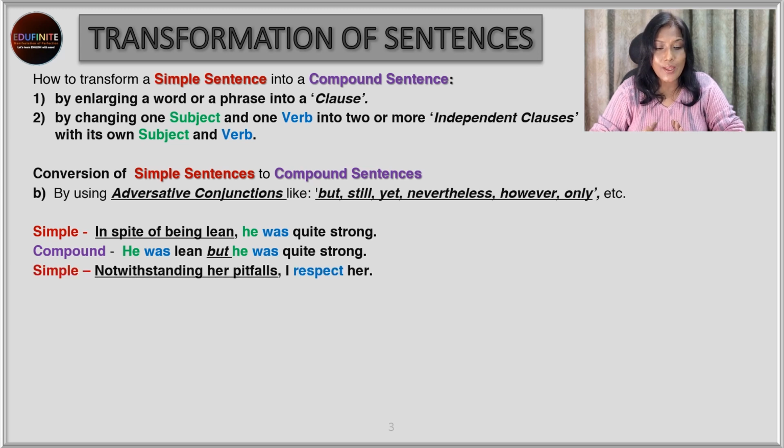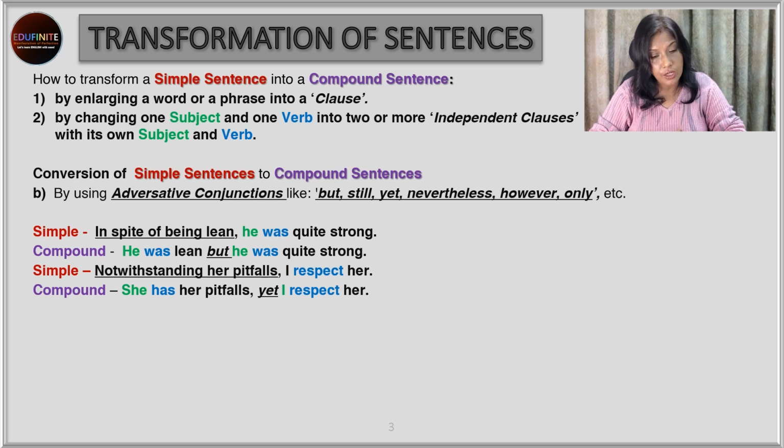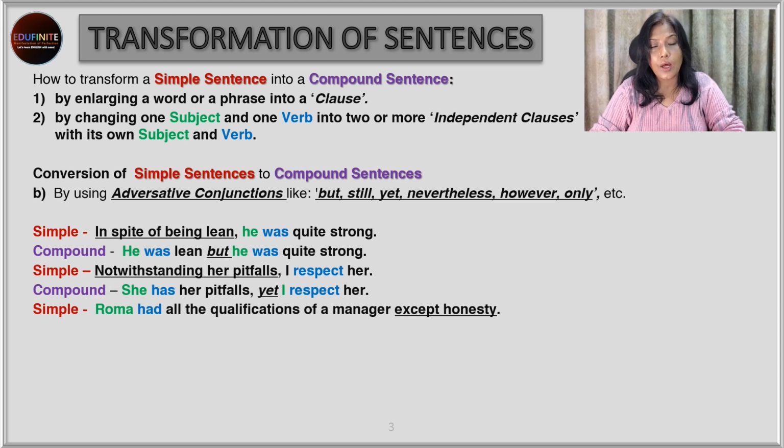Next, notwithstanding her pitfalls, I respect her. Now, notwithstanding her pitfalls is a phrase which we will have to expand. Now, let's see how we transform it into a compound sentence. She has her pitfalls, yet I respect her. So again, we are using the adversative conjunction yet to join these two independent clauses and transform it into a compound sentence.